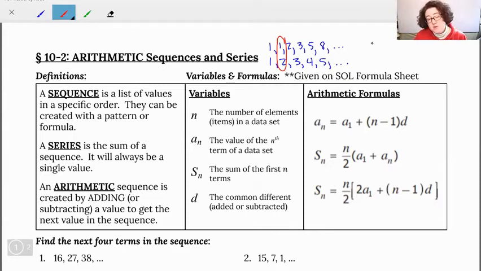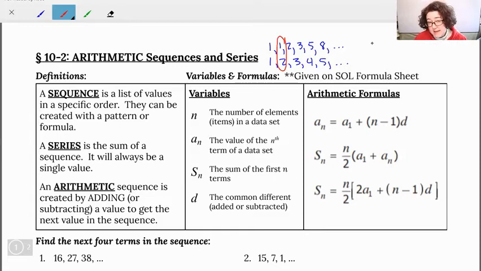S sub n is going to be the sum of all of the terms. In other words, the value of the series that's n units long. So if I have 5 terms and I wanted to find the sum of all of the numbers in the sequence, then I would be looking for S sub 5. d is called the common difference, and that's really just the number that we're adding or subtracting to get to the next term.